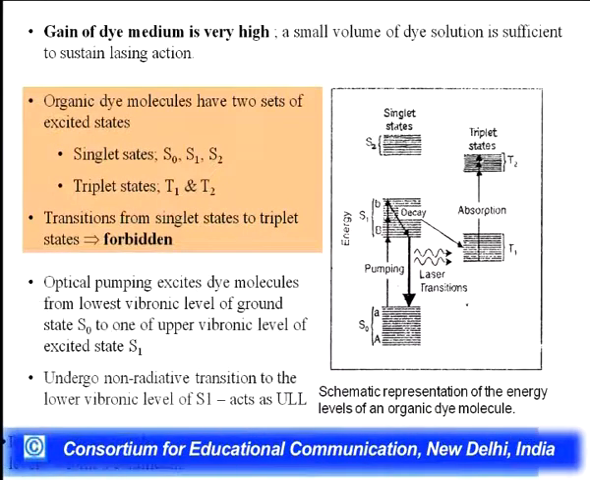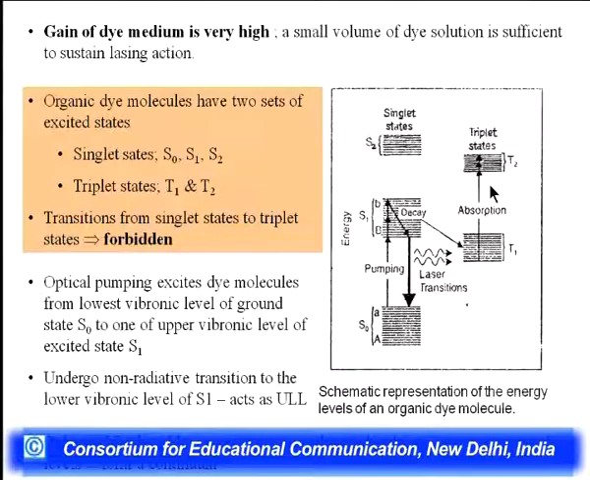The gain of the dye medium is very high, and a small volume of dye solution is sufficient to sustain the lasing action. It means we can have a very low concentration of dye for the lasing action. And organic dye molecules have two sets of excited states. Here we see in the diagram we have two excited states.